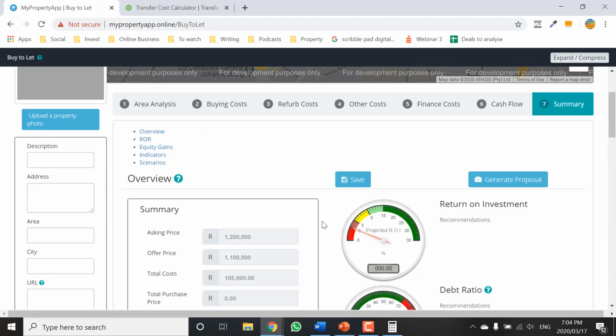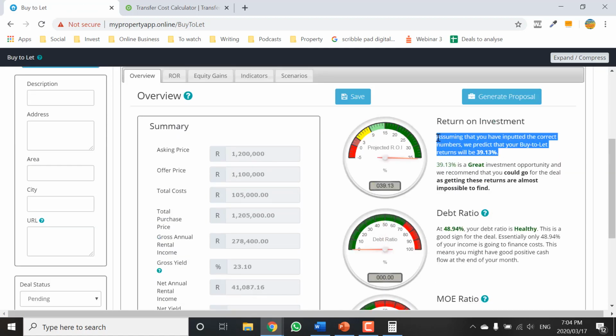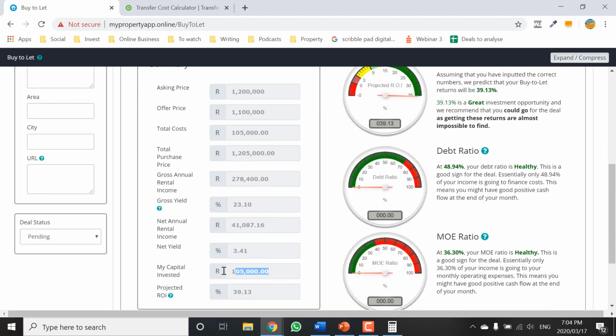it should be a great investment. Let's have a look here. Here we go. 39.13%. The money you need to put in is 105,000. The rest will be financed by the bank, and you're getting a 39% return. I think this is a fantastic deal.